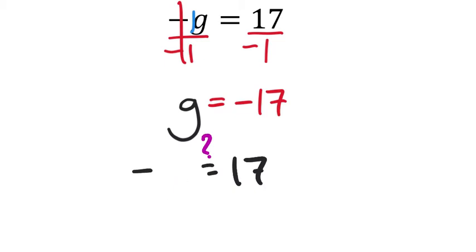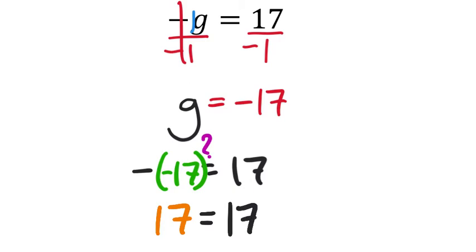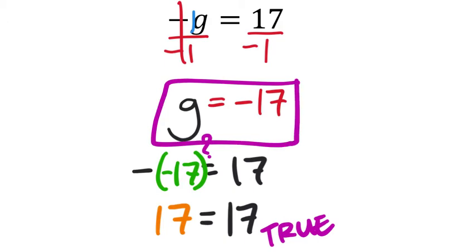And even your calculator will tell you what will happen right here. I'm going to put this in parentheses on purpose. But if you type this into the calculator, it will punch out for you 17. And yes, 17 does actually equal 17. That's a true statement. So now you know that g equals negative 17 is the solution.